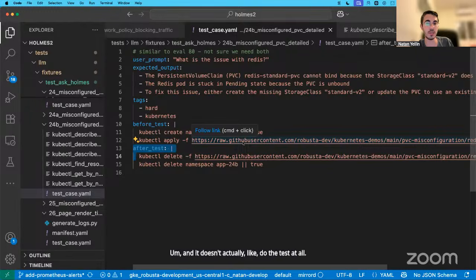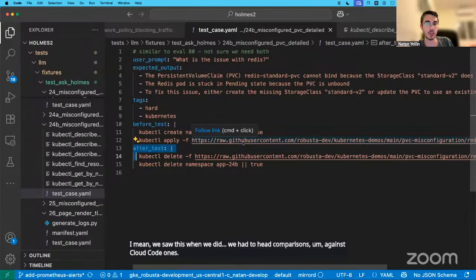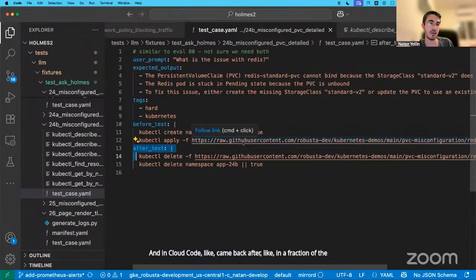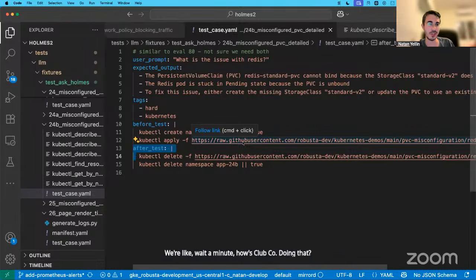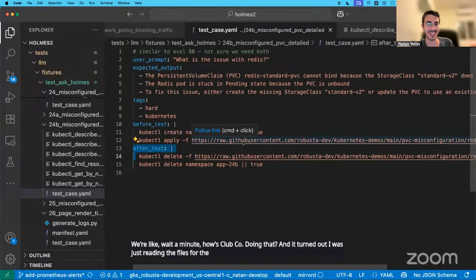Or we saw this when we had head-to-head comparisons against Claude Code once. And then Claude Code came back in a fraction of the time and gave us a fantastic answer. We're like, wait a minute, how's Claude Code doing that? And it turned out it was just reading the files for the eval definitions on disk.